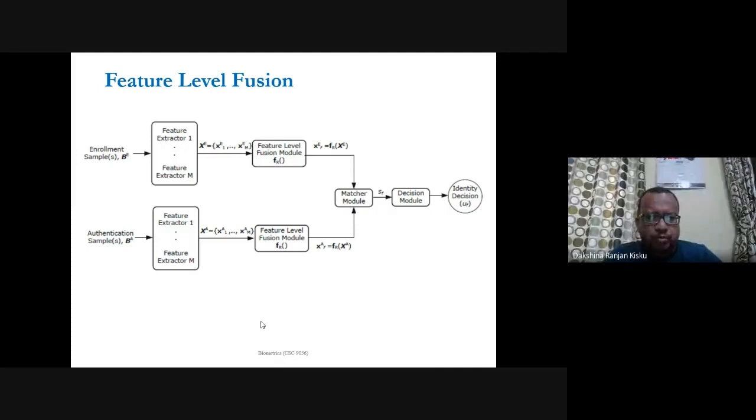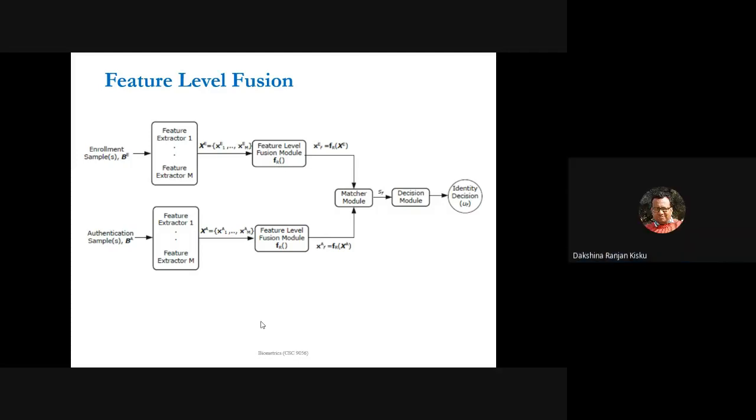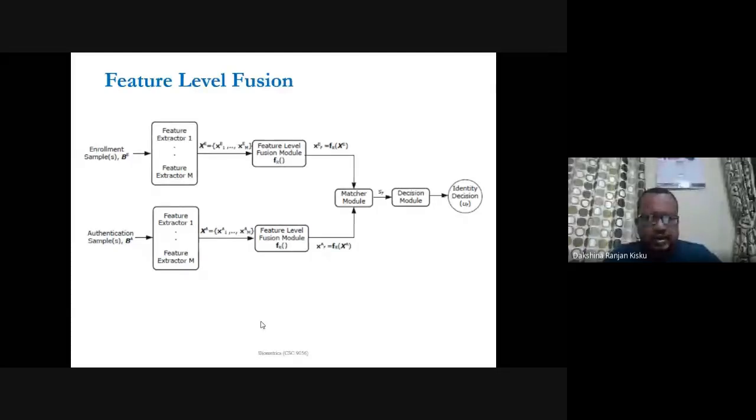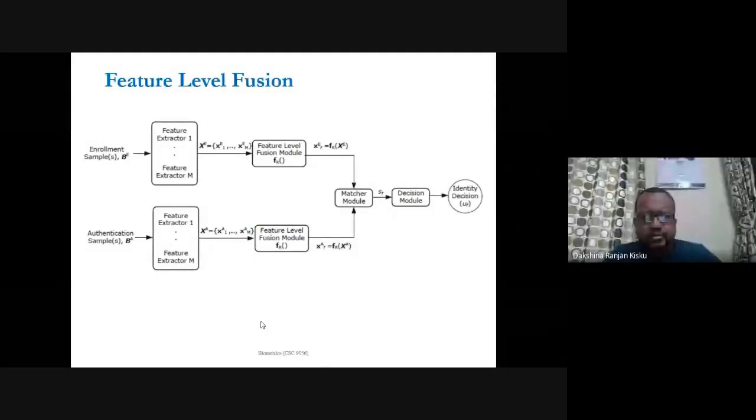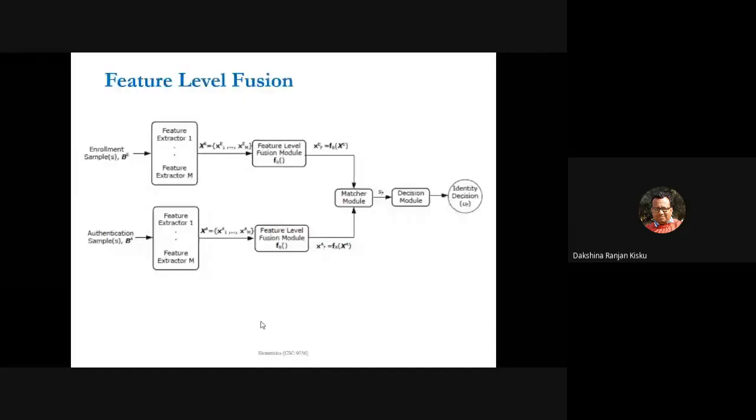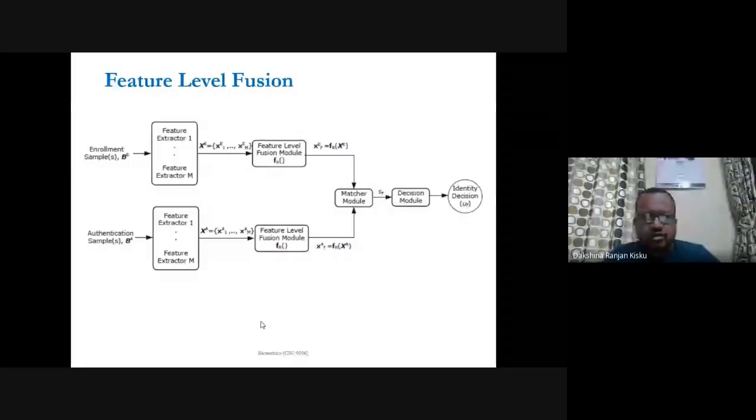Here you can see that there are two components: enrollment and authentication. In enrollment, we get the feature sets from the extractors of the M matchers. We term these feature extractor one, feature extractor two, and so on up to feature extractor M. Now these M feature sets are fused together by concatenation. Concatenation means one feature set is appended at the end of the next feature set, and so on. In this way we get a consolidated, or concatenated, feature set.